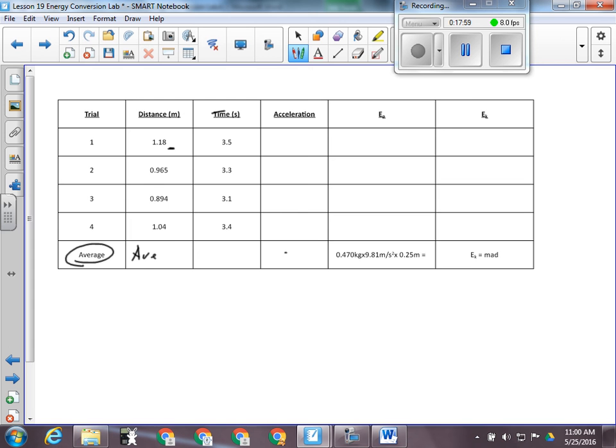So we'll have our average distance, our average time, and we'll calculate our average acceleration. And that'll be, remember, acceleration is going to be 2 times the average distance divided by the average time squared. Do that calculation once, that goes here. That number gets used to calculate your average kinetic energy by going mass times acceleration times distance.